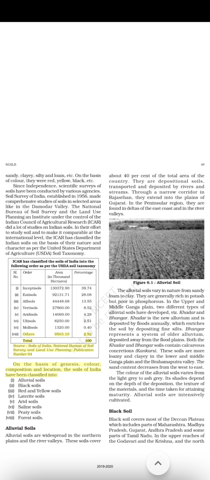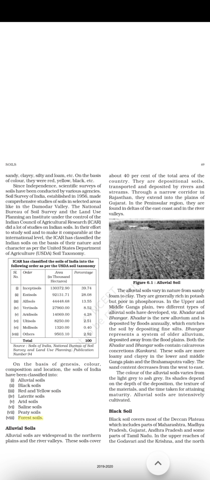On the basis of genesis, color, composition, and location, the soils of India have been classified into: I. Alluvial soils, II. Black soils, III. Red and yellow soils, IV. Laterite soils, V. Arid soils, VI. Saline soils, VII. Peaty soils, VIII. Forest soils.